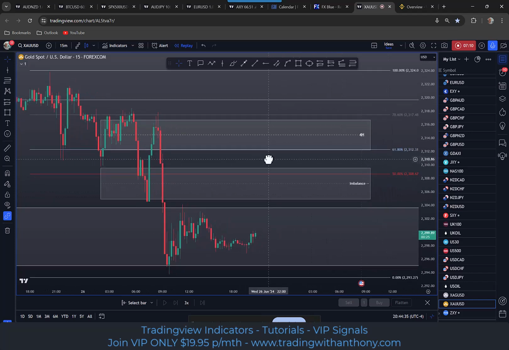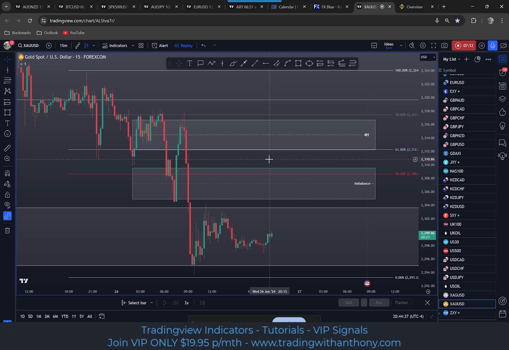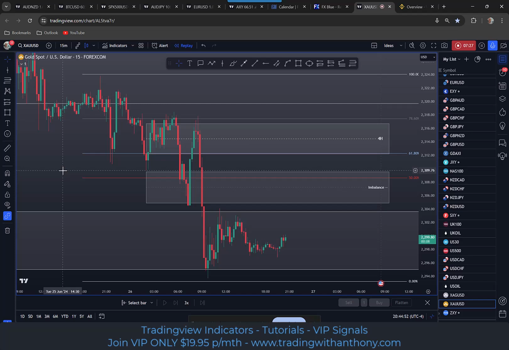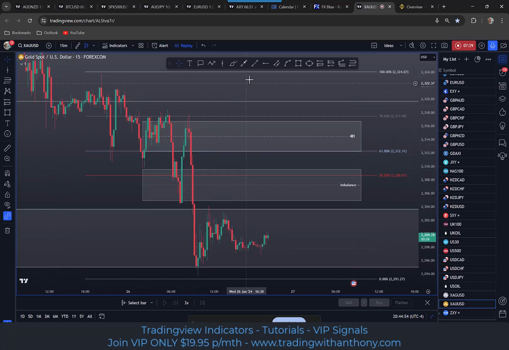Now, here's the thing. One is you can just jump in here long and hope for the best. Or two, you can get specific about how you get involved with it. Two things can happen, as I mentioned earlier, in through the Asian session. The first thing you want to do is you want to mark up on your chart.